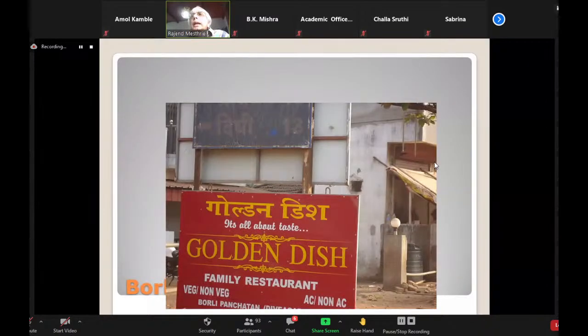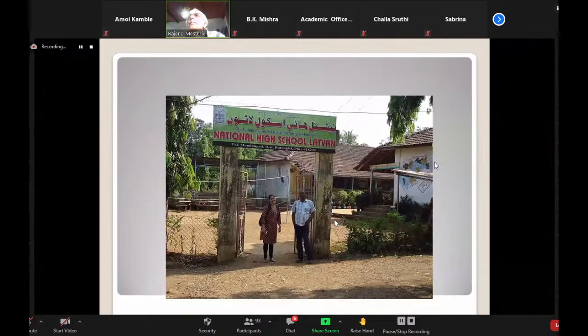Here in Borderly village is a restaurant called Golden Dish, and I got very excited because the original Golden Dish is in Cape Town, and a migrant to Cape Town liked the name, and he changed it and added it to his home village. Then in Latvan, in Ratnagiri, here's another high school, the National High School, and again, it's been funded with money from Cape Town.